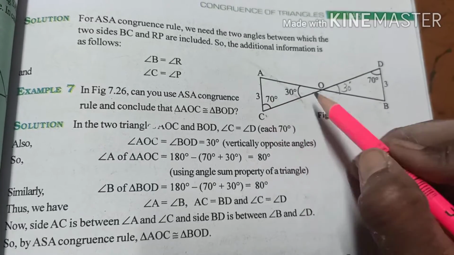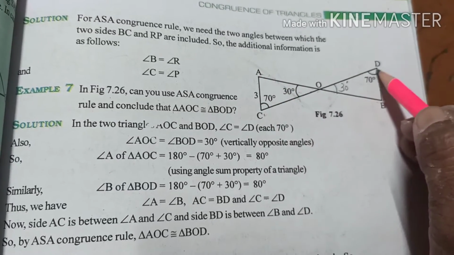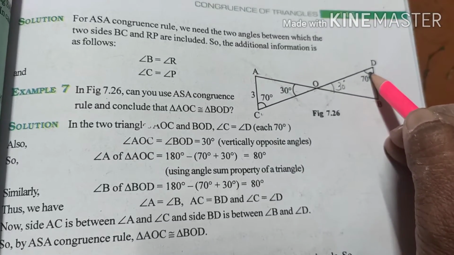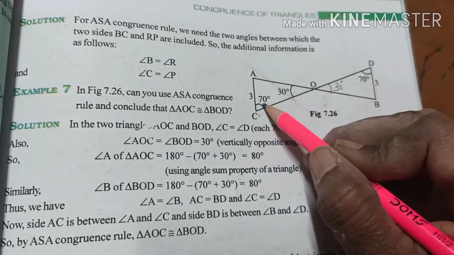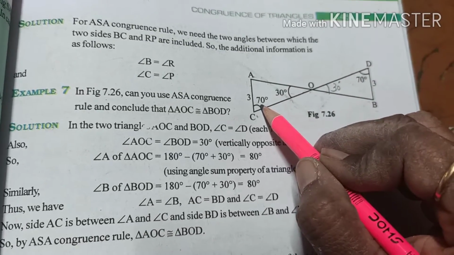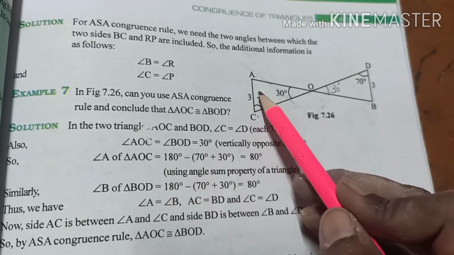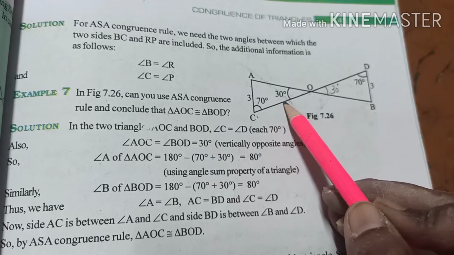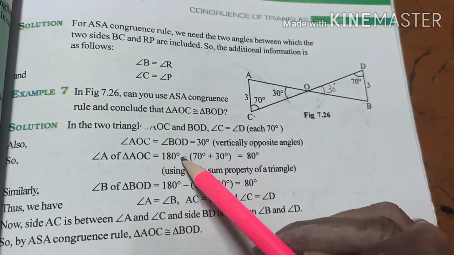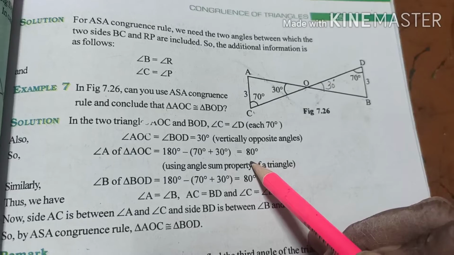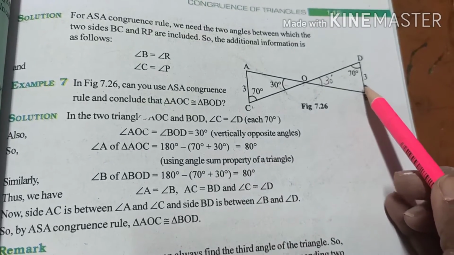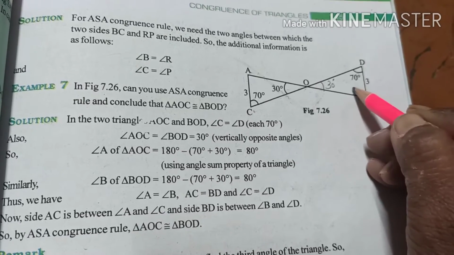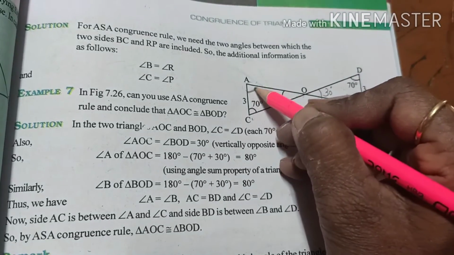So this is also 30 degrees. Next, you have been given 70 degrees. So angle C and angle D are both alternate angles. So what can we say? These two angles are equal, that is 70 degrees. Now we have to find the third angle. Angle A of triangle AOC is what? 70 plus 30, that is 100. You have to subtract that from 180 degrees. So what answer are you getting? 80 degrees. So what about angle B? Angle B is also 80 degrees.